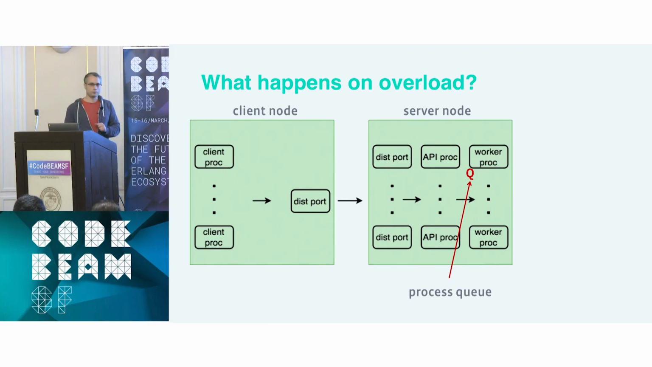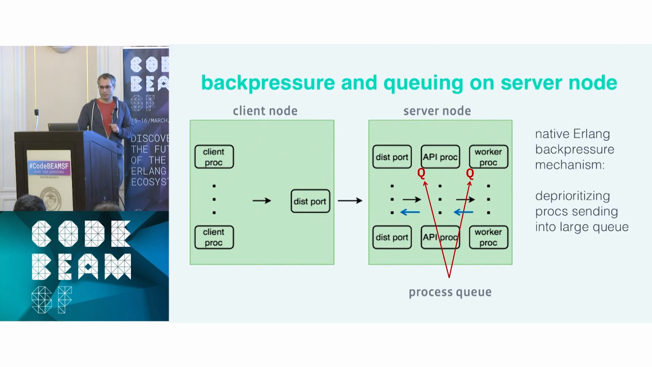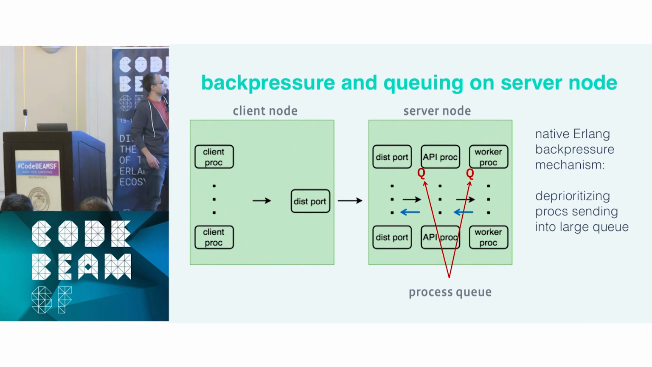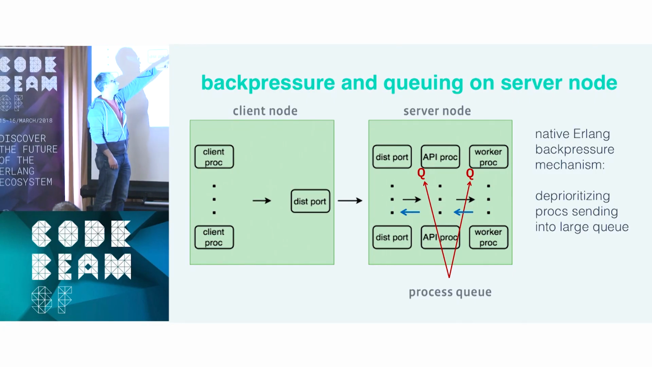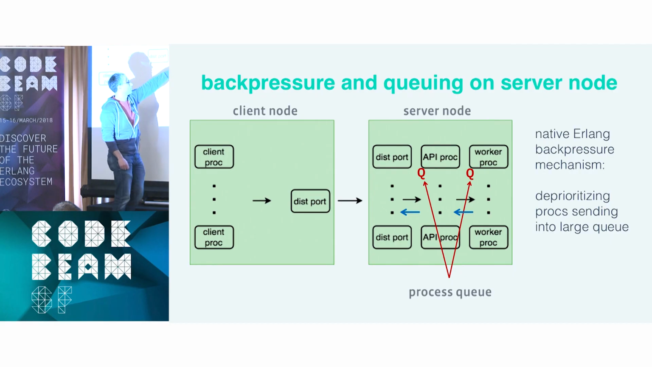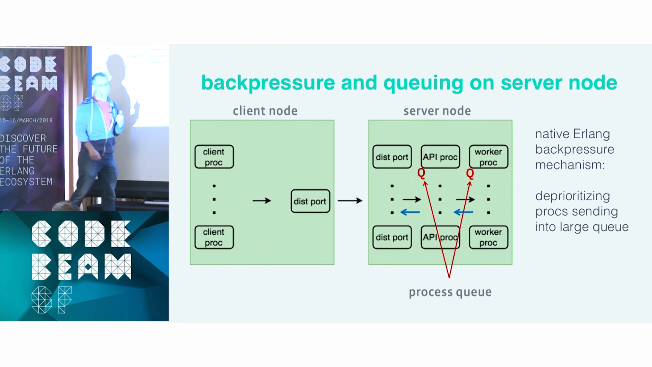And many of you who have dealt with Erlang probably know what's going to happen next. Erlang has a native backpressure mechanism, which is called sender penalty. It basically deprioritizes processes sending into a large queue. This way, if we have a large queue on a worker proc, the API procs that are trying to send more requests to it will get slower, in which case it's quite possible that there will be a queue here, and finally it may spill even further.